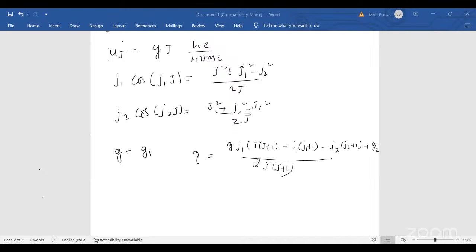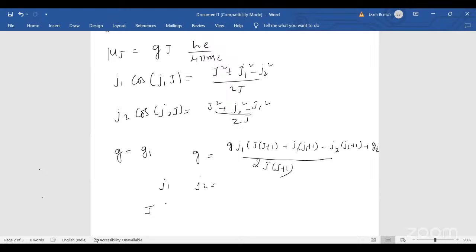What we can have is J1, J2 are there, right? J1, J2 are actually the total angular momentum of the individual electron. That means J1, if you take, is the total angular momentum of the first electron. J2, if you take, is the total angular momentum of the second electron. The capital J is a combination of J1, J2, and that J is nothing but the total angular momentum of the system.